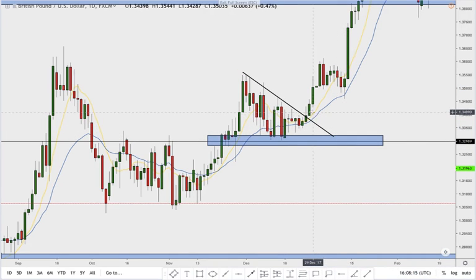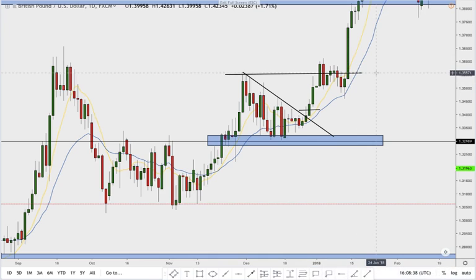Okay, so for instance, let's say we buy here. We just bought this market somewhere about here. But how do we know where to get out of this trade? How do we know where to get out of this market? Very simple. Now, there are two ways to know. First of all, I always come to the top right about here.